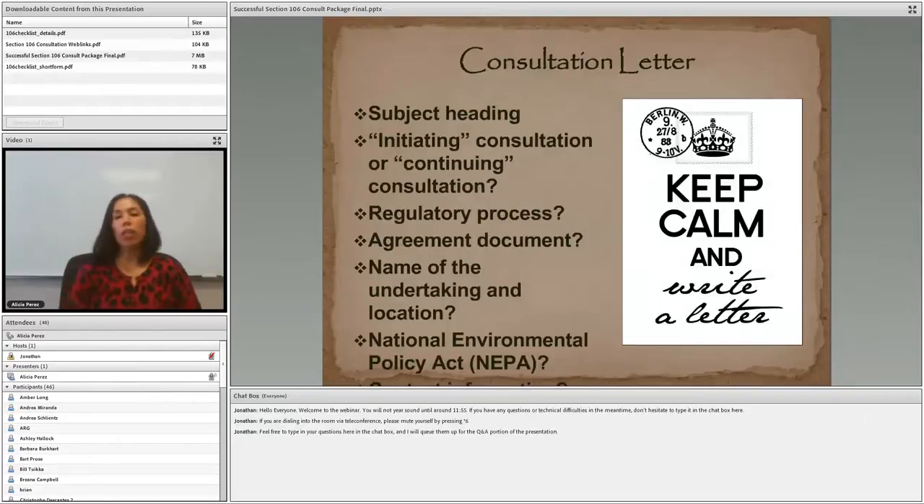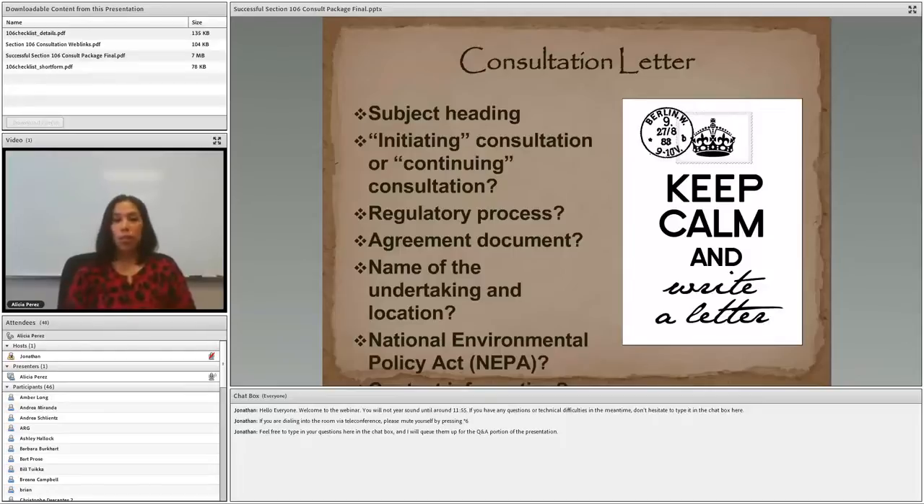So for the consultation letter, these are some key points that you want to make sure are included. Of course, you want to include a subject heading, so this can be the name of the project or federal undertaking that you would like all future correspondence to refer to. You also want to indicate whether you are initiating consultation with the SHPO or continuing consultation. If you are continuing consultation, make sure that you include the reference number that you were given in correspondence with our office.